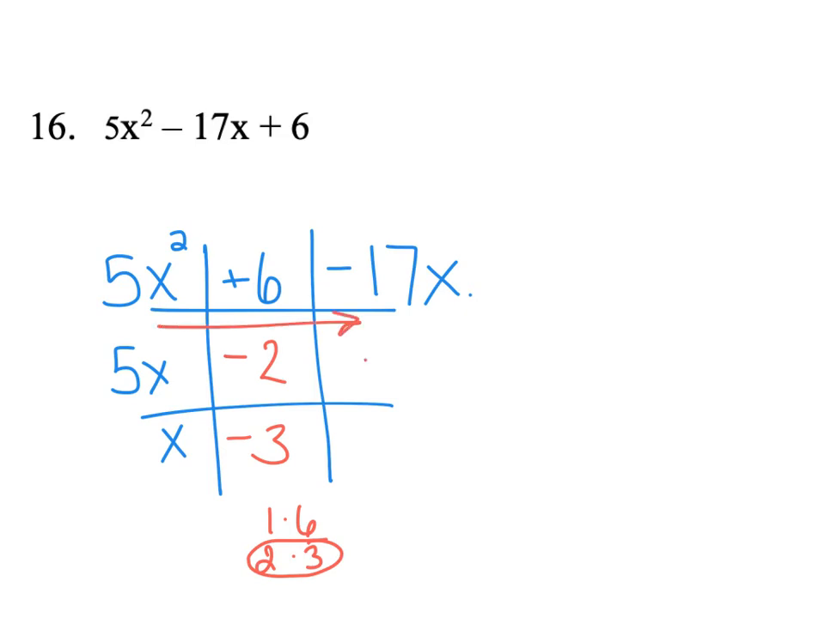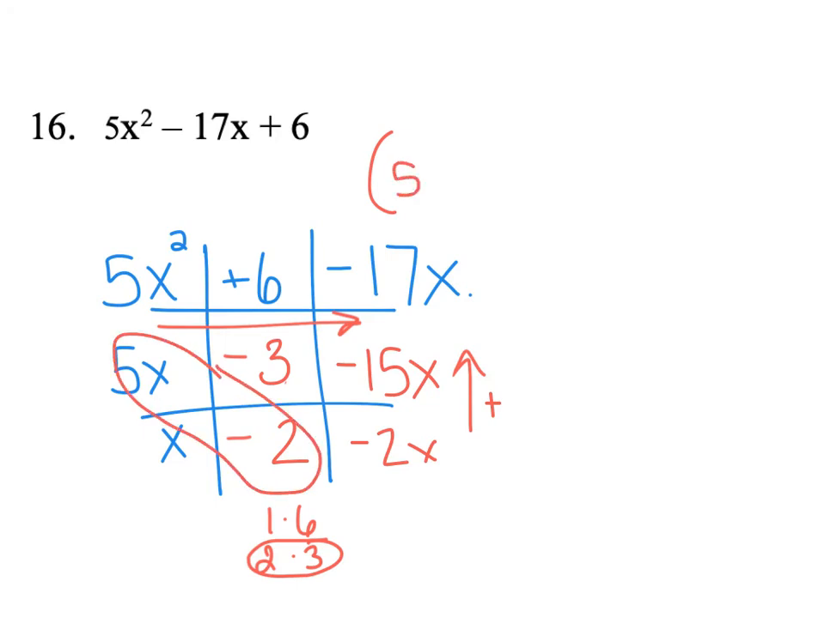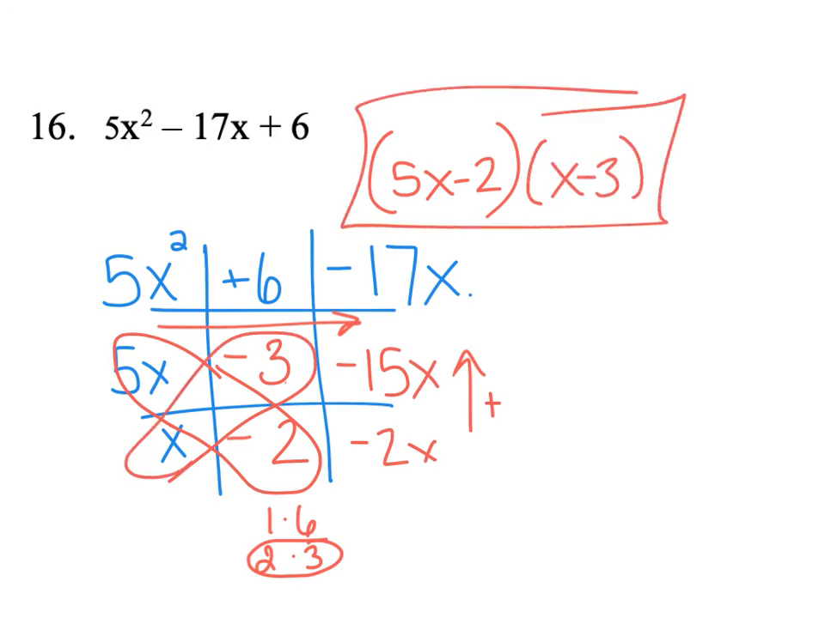I multiply across, and I already can tell this is not going to work. That gives me -10x, and -3x adds to -13x. So first I start flip-flopping the 2 and the 3, and I remultiply. So if I put 3 here and 2 here, I think I have a winner. This is -15x, and -2x does add to -17x. So my factors are 5x minus 2 and x minus 3. How do you check it? You multiply, distribute back together.